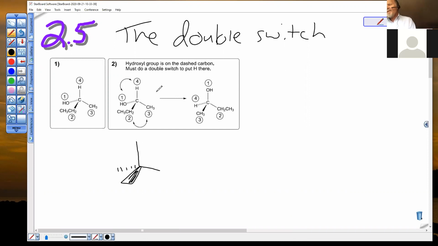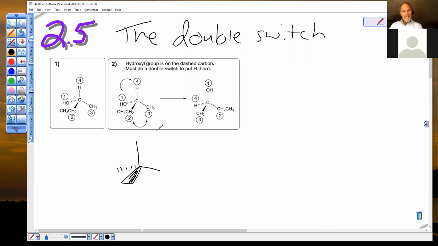Now, if you just did a single switch on any of the two groups and then connected 1, 2, and 3, I promise you get the wrong answer. That's what a single switch does. It converts a stereocenter that used to be R to one that's S, or it converts a stereocenter that used to be S into one that's R. That's what single switches do. I could prove it with toys. I don't have toys. You got to believe me. It's true.